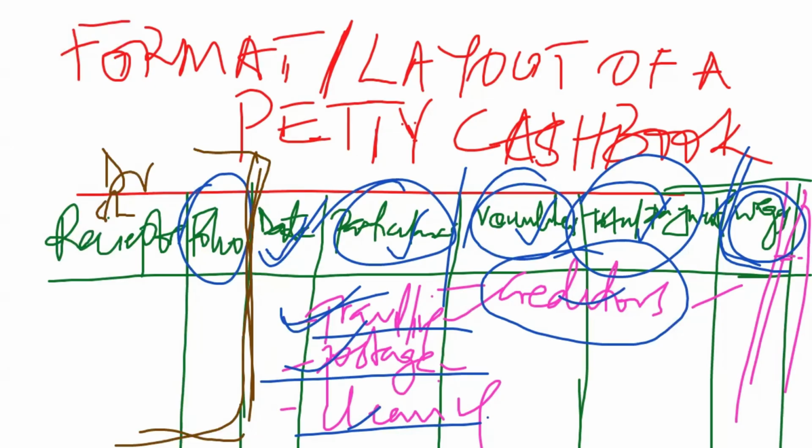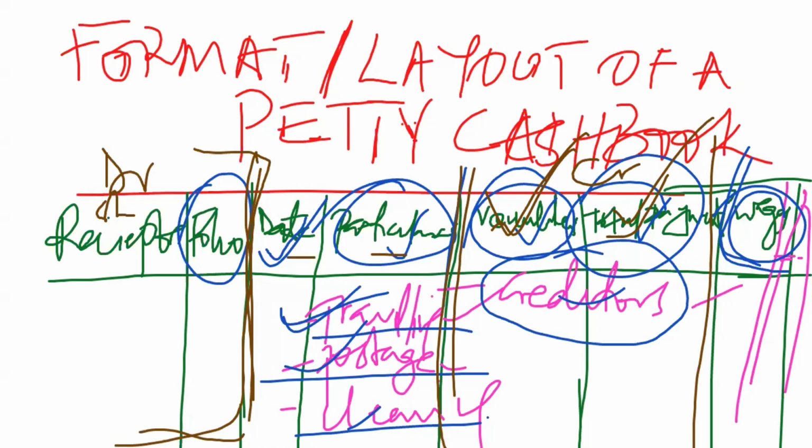The payment side, of course, we start with the voucher, this voucher number, and then we also include in the total payments these two columns. Within these two lines, these are the payment side, or what we call the credit side. I told you this data and particulars are always in between. So the credit side of the petty cash is just the voucher number and then the total payment. That is the credit side of the petty cash book.